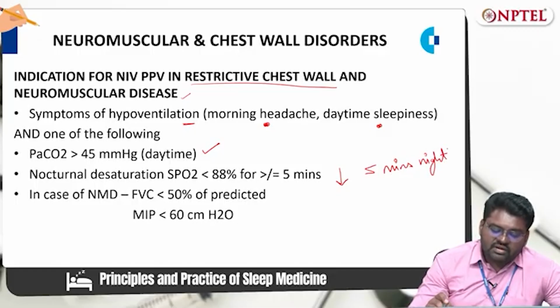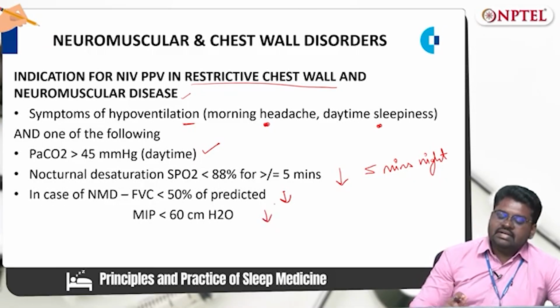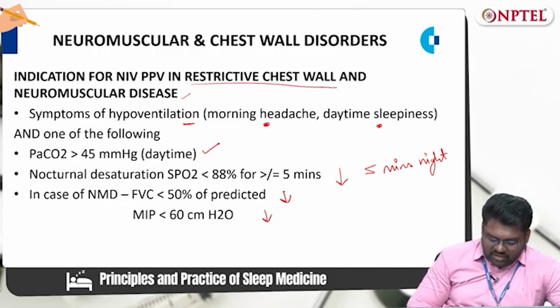In case of neuromuscular diseases, the FVC should also be looked at. The FVC is less than 50% of predicted, and the maximum inspiratory pressure is also reduced, that is less than 60 centimeters of water.